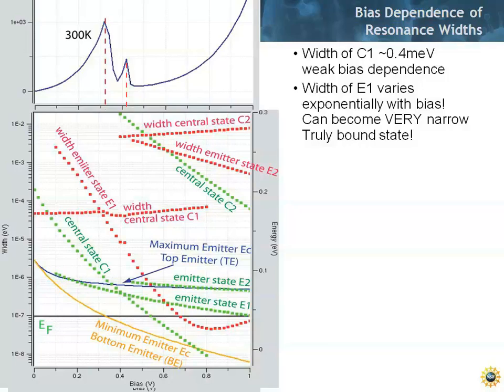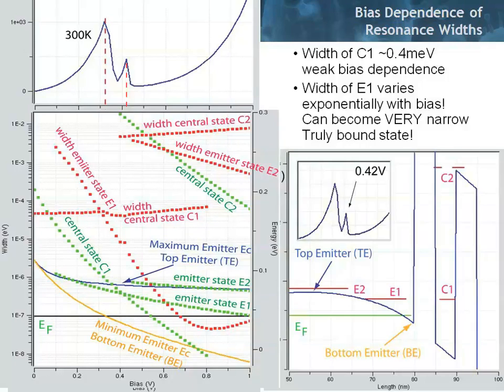Let's look at the central resonance in the middle here. And what you have there is roughly a resonance that doesn't change in energy much. It doesn't get broader or narrower much. That's the central resonance that sees strong barriers that are slightly modulated. Then you see the width of the central state C2, which is roughly a factor of 40 or 80 broader in energy than the ground state. So this is C2 up here.